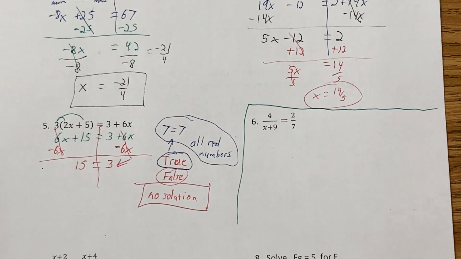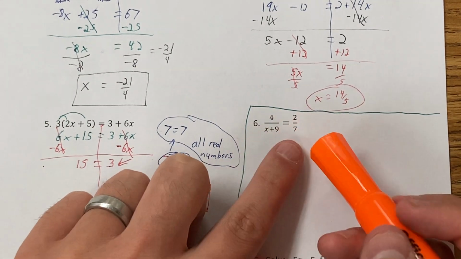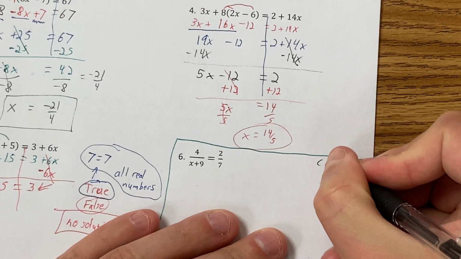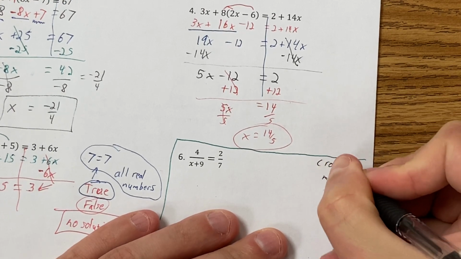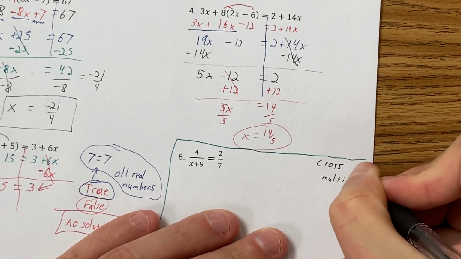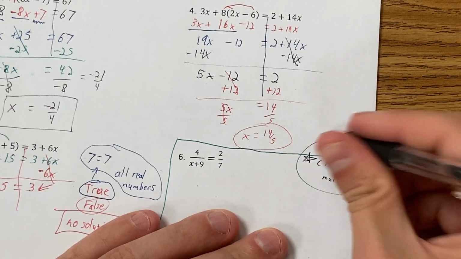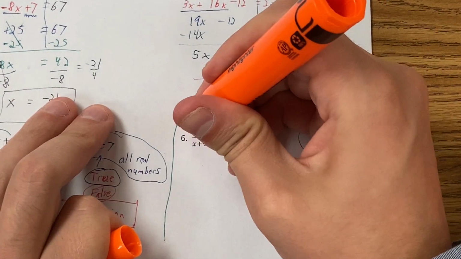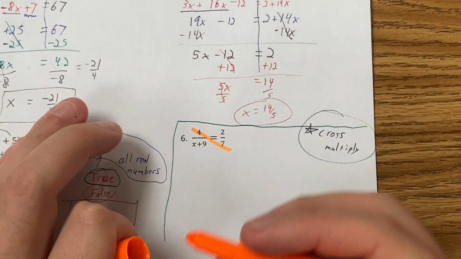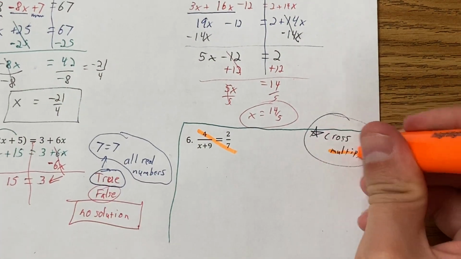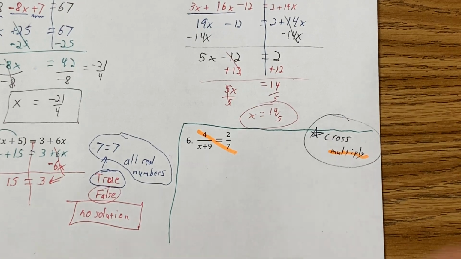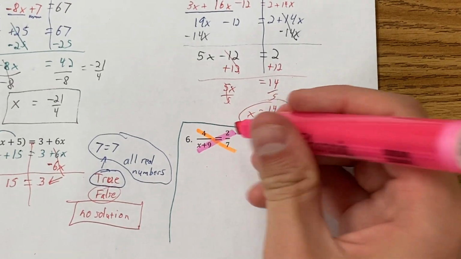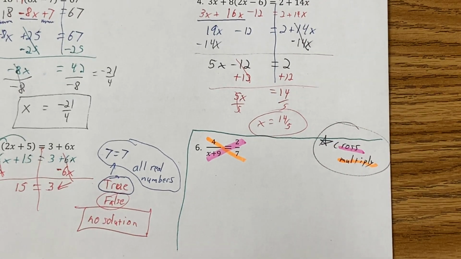This time we have a fraction equals a fraction. And when you do those, you're going to do cross multiplication. So cross multiply. That's what this section is. And when you cross multiply, you're going to take a diagonal and multiply them, hence the multiply part. And you're going to do that across, hence the cross part.